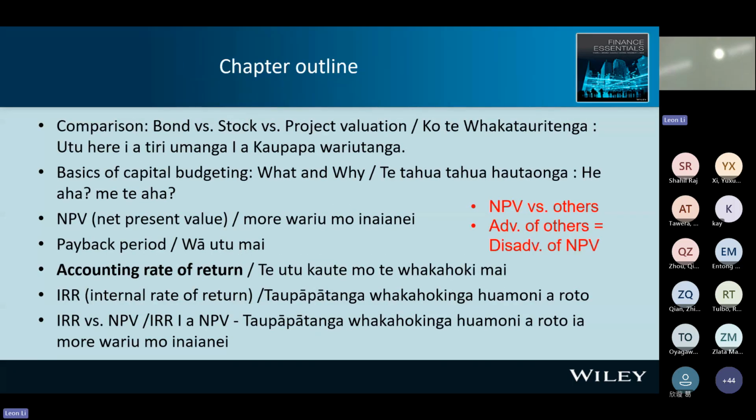Okay, so we finished payback. Now we have other methods. I want to address the advantages of other methods, and the advantages of the other methods will be the disadvantages of NPV. Let's review the key concept of payback. Payback is the length of time until the accumulated cash flow equals or exceeds the original investment. It's about time, how many years. Under the payback period rule, an investment is acceptable if the calculated payback is less than some specified number of years.